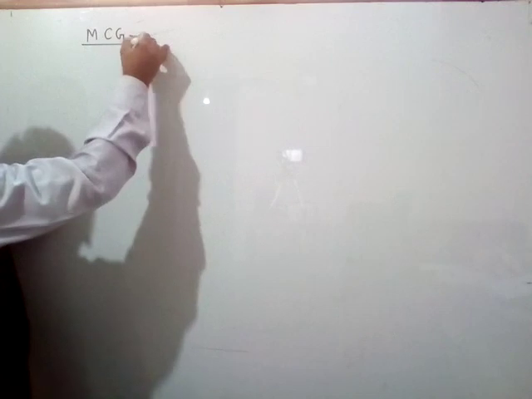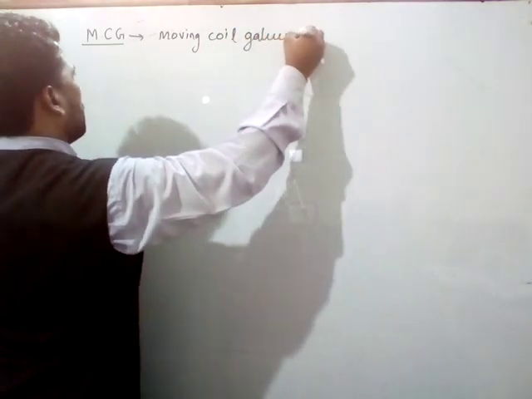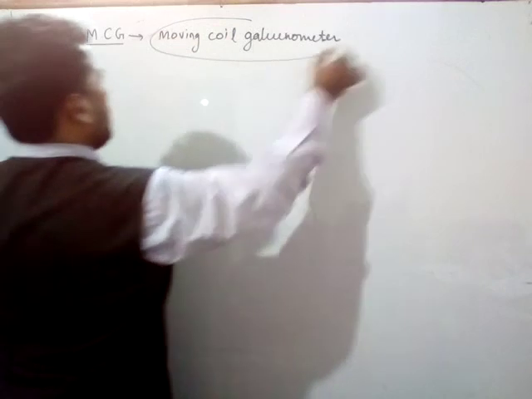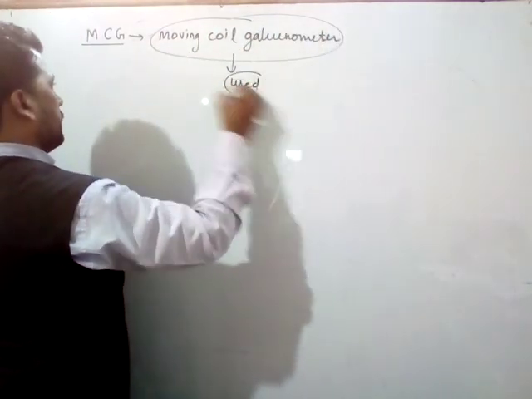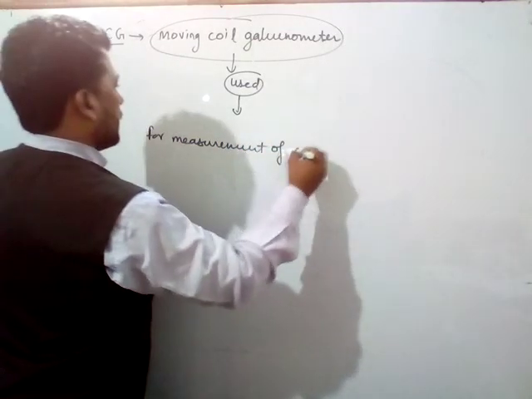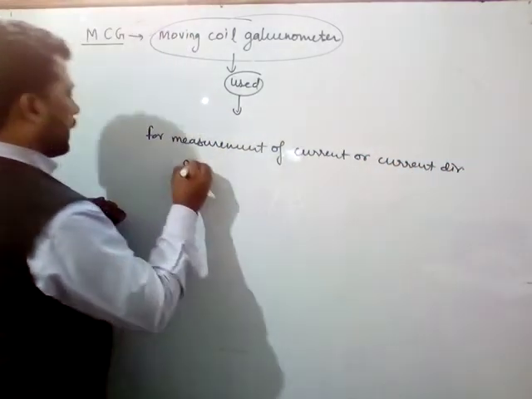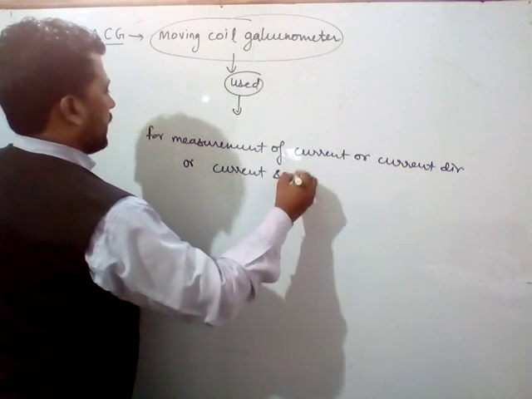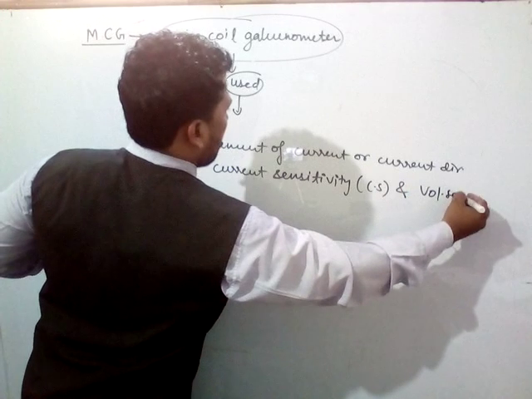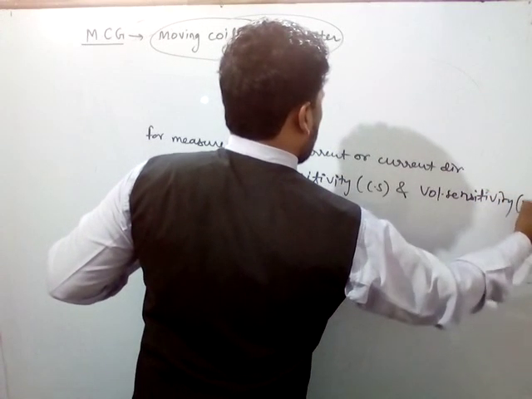MCG is known as moving coil galvanometer, and it is used for measurement of current or current direction, or current sensitivity, like CS, and voltage sensitivity, like VS.